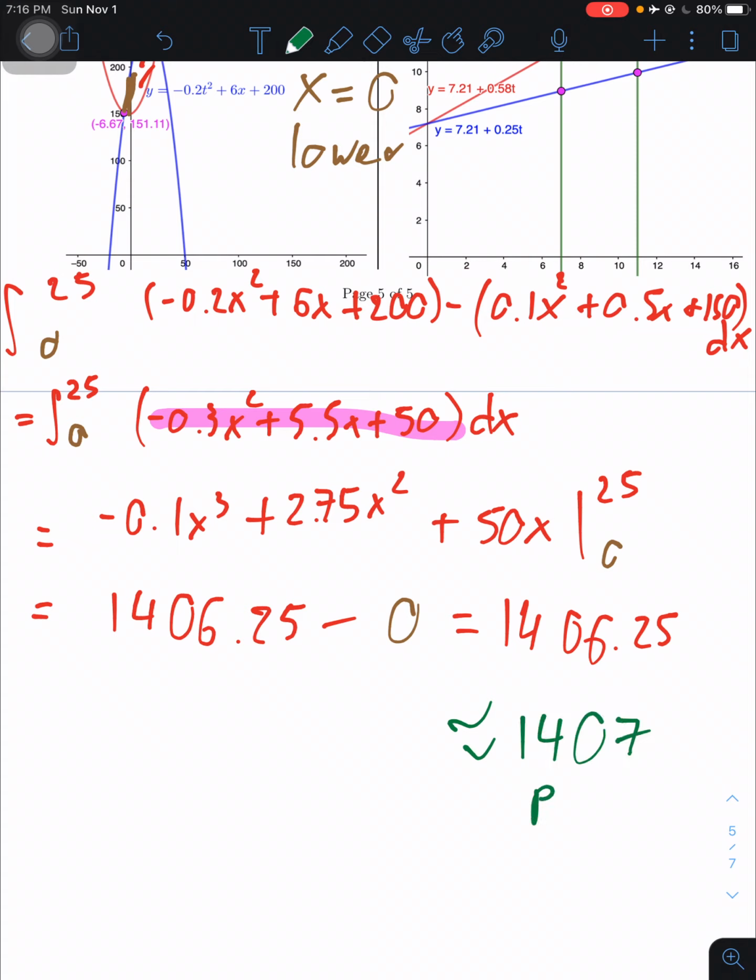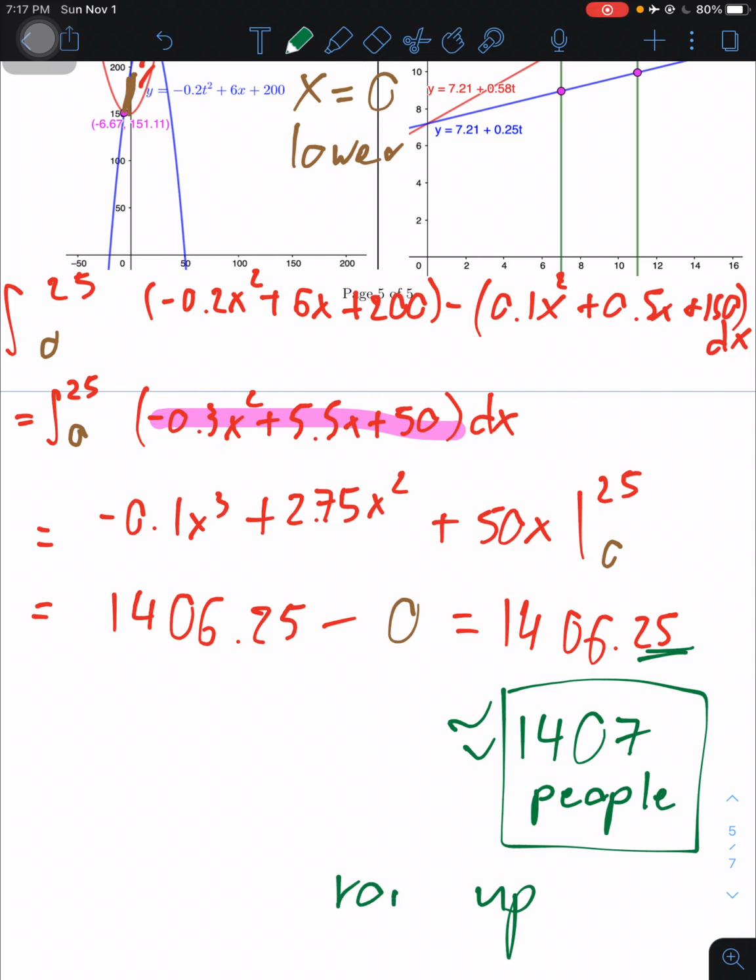1407 people. Some of you may ask me, why do I have to round up, right? Like this part in here, if we round it, it's going to be 1406 people. But think about it, 0.25 people. What does it mean? Well, if anything, it's going to have to be a human, right? One count, right? It cannot be just 0 count. That's why for a number of people, you're always going to bump it up. So you always round up.